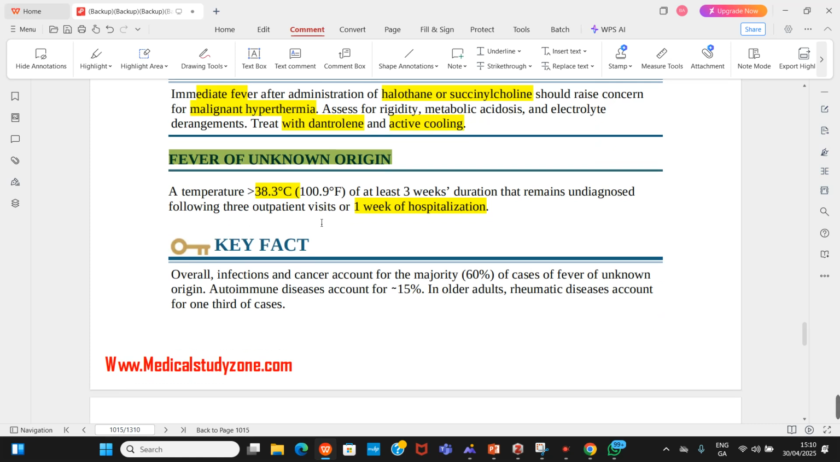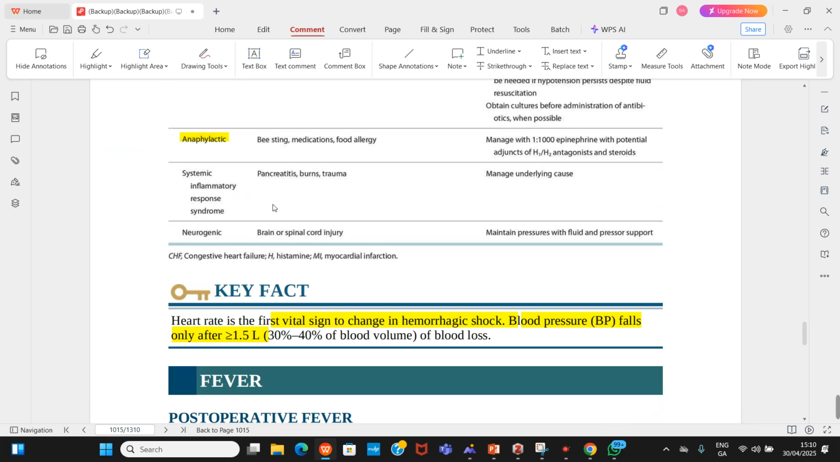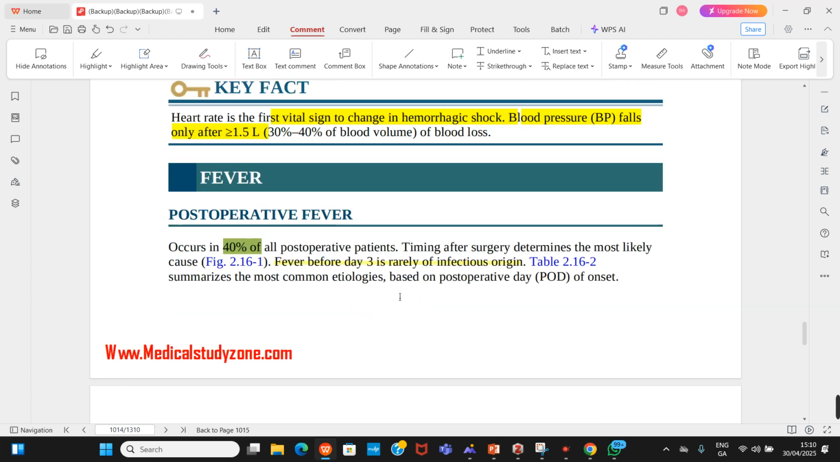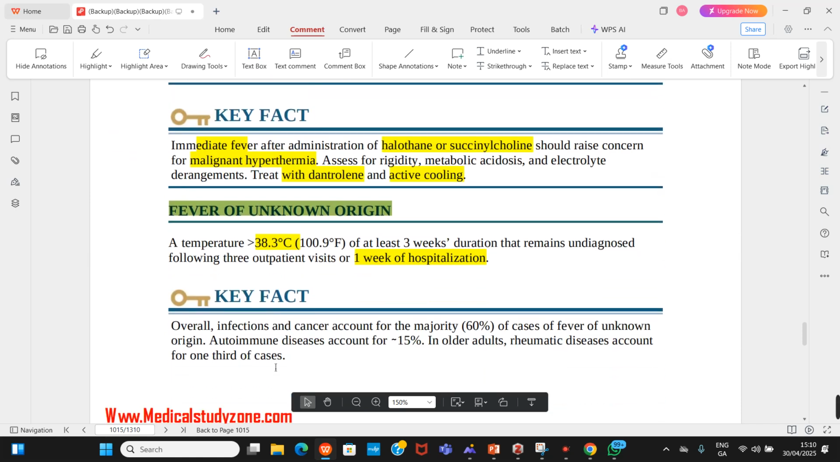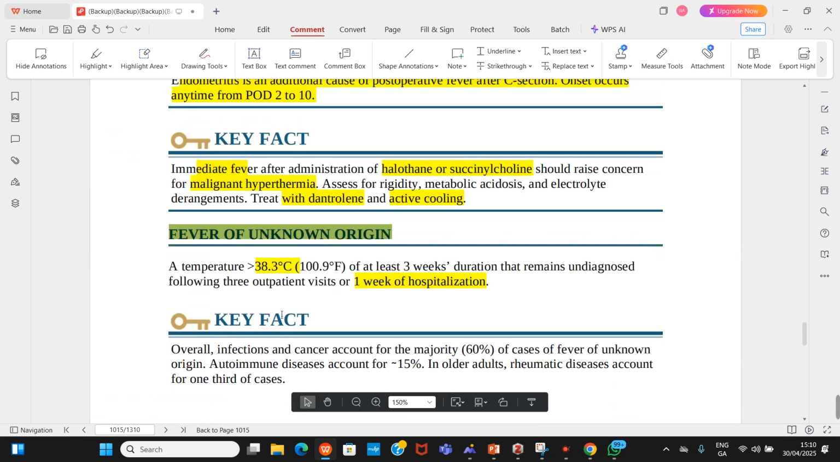So fever of unknown origin. This is just a big term for somebody having fever, which is a temperature of 38.3 degrees Celsius. I don't think I have any question for postoperative fever. I'm so sorry about that. But no big deal. I'm sure we'll be able to figure it out. So we want to see it in our question.